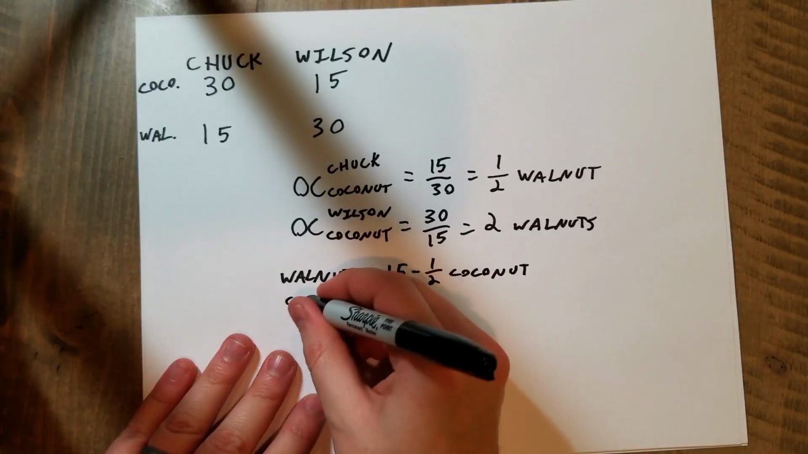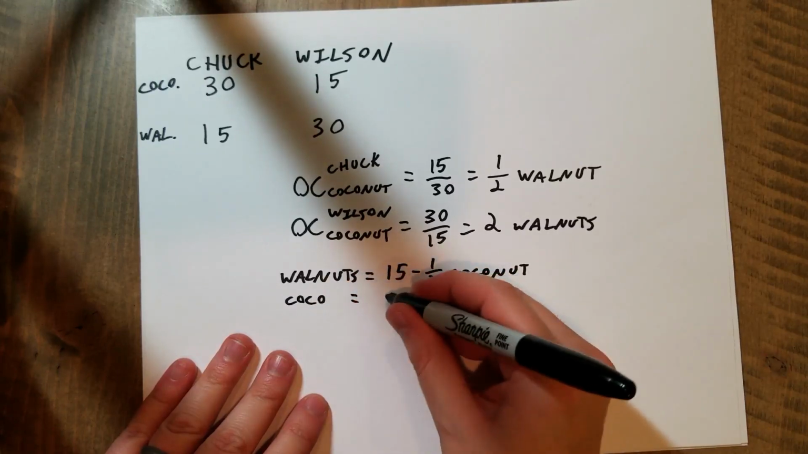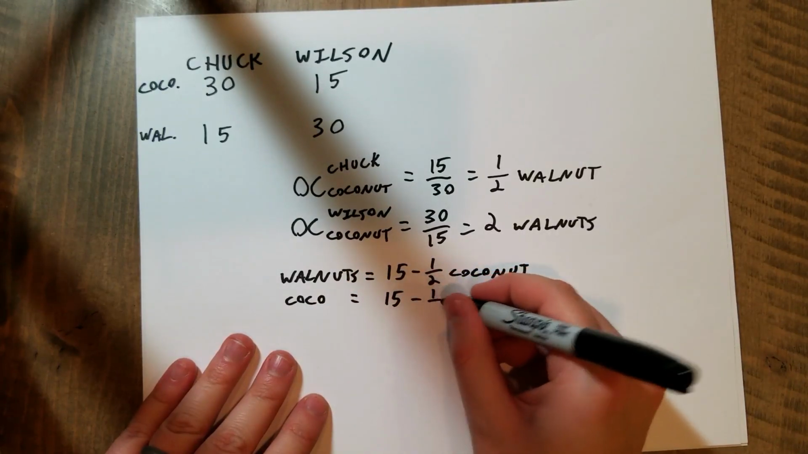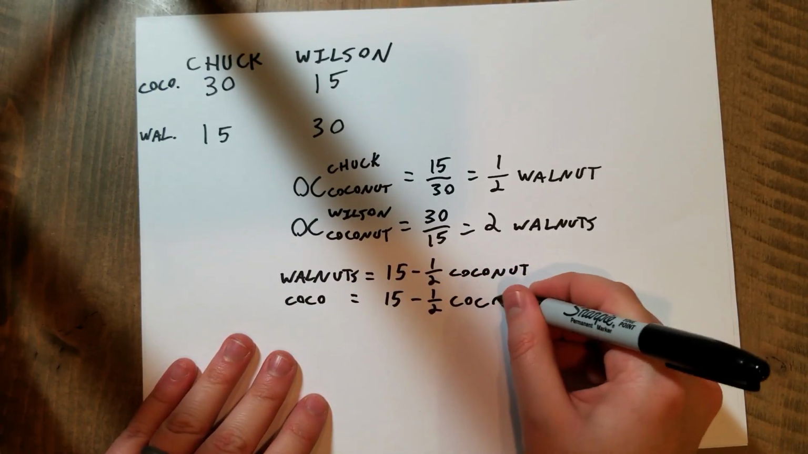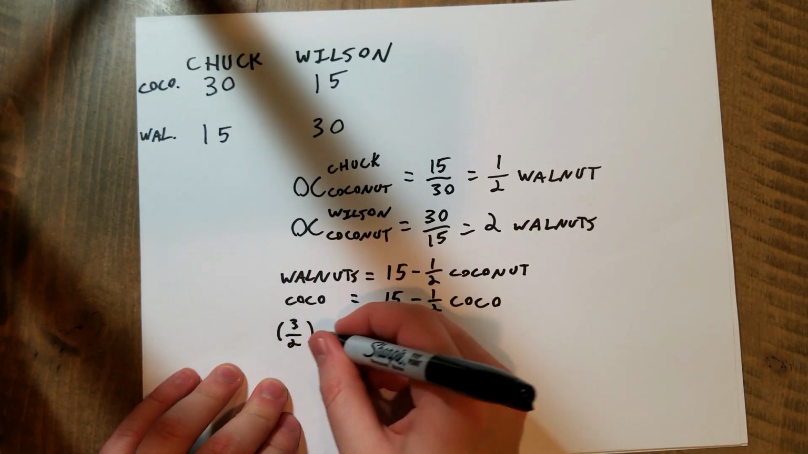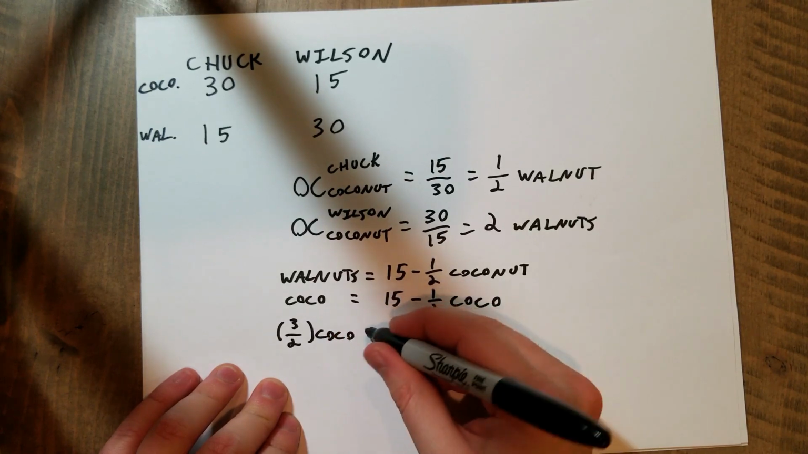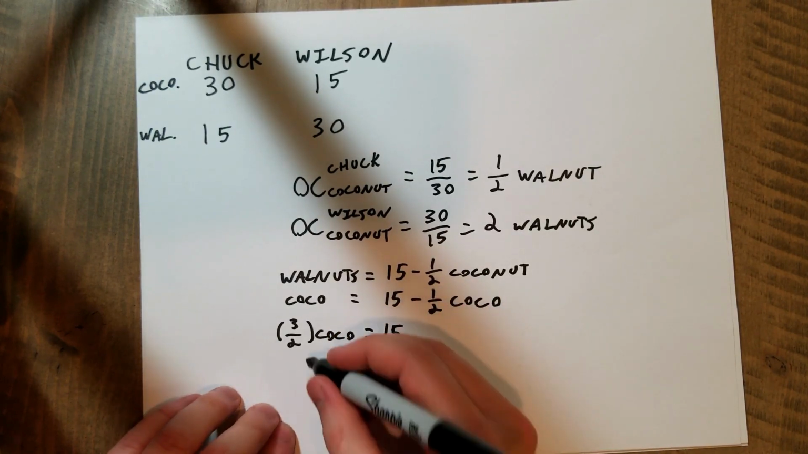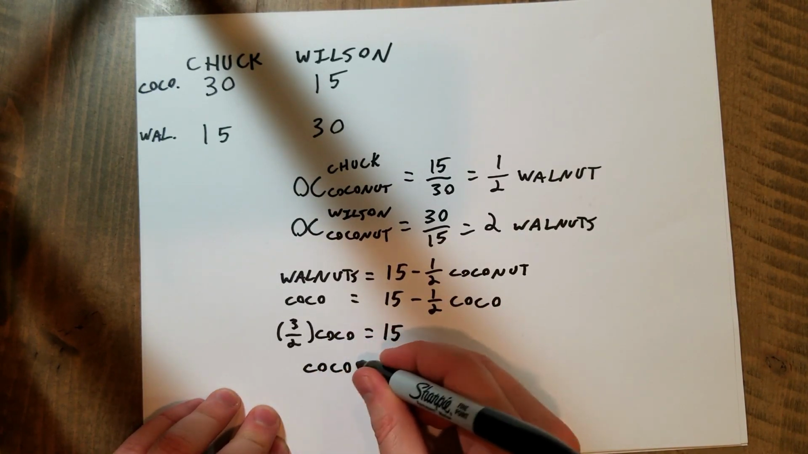If we want him to get an equal amount of each, we just need to set the number of walnuts equal to the number of coconuts. So we get the number of coconuts equal to 15 minus 1/2 times the number of coconuts. And then we can do some algebra. We get 3/2 times the number of coconuts is equal to 15. Multiply both sides by 2/3, and we get that the number of coconuts he can get is 10, which, since we set them equal to each other, means the number of walnuts he can get is also 10.